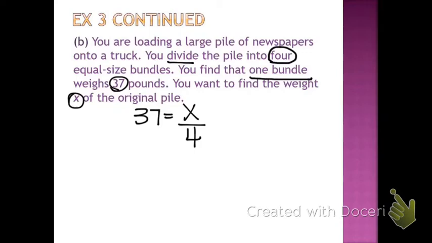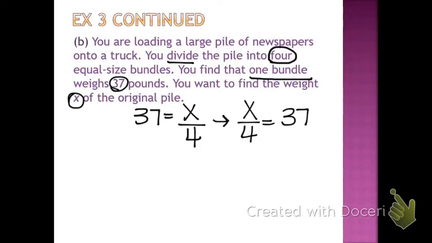Now, could you write this the other way, with X first? Because I like to follow the story as much as I can, so for me, I would have done the whole X. I would have done X divided by 4 first, and then equals the 37. It does not matter though, as long as you're dividing the X by the 4 and you're equaling it to 37.